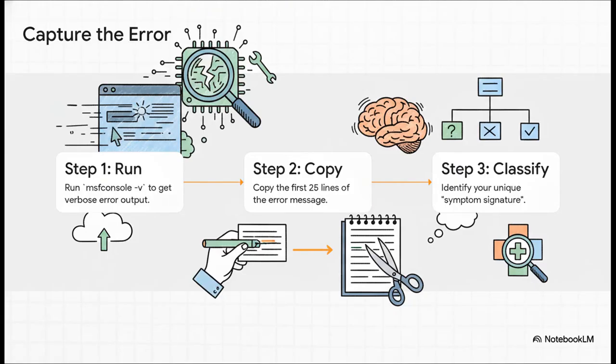So here's our game plan. First, run msfconsole again, but this time with a -v for verbose. This gives us the full story, not just the headline. Then, grab the first 25 lines of that output. This is what the source calls your symptom signature, and trust me, it holds all the clues we need to figure out exactly what went wrong.